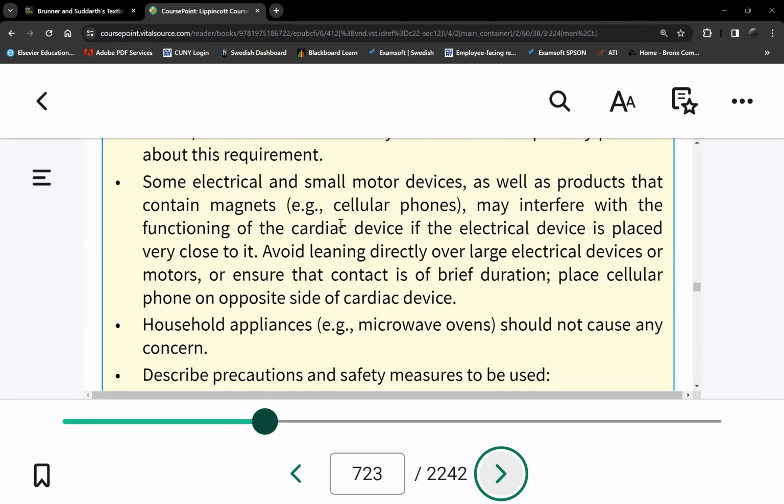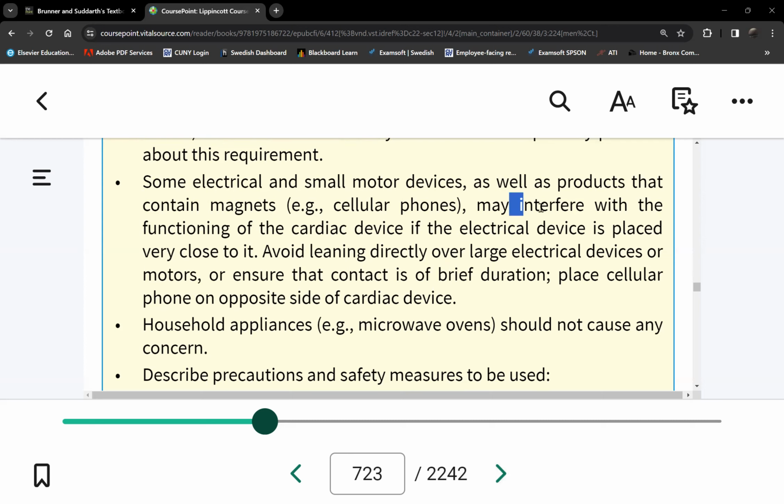Okay, cell phones. Does this mean they can't use a cell phone? No, it's okay. They can use a cell phone, but they're told to hold the cell phone 6 inches away. So if my pacemaker or ICD is here, where do I use my cell phone? On this hand. Don't put it here because it's very close. It won't destroy or damage the equipment. It will just interfere.